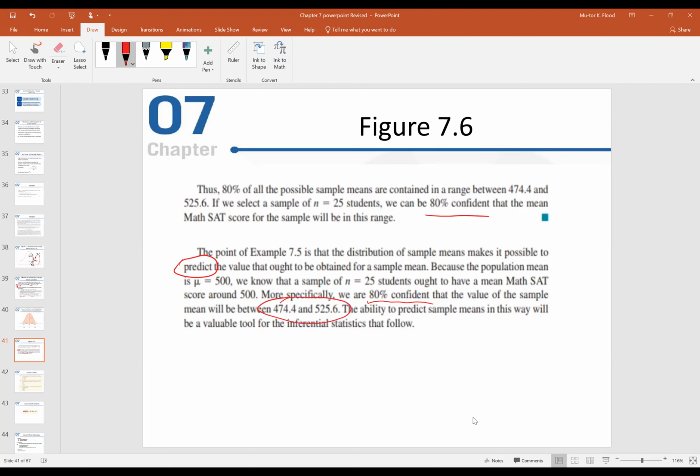All right. The ability to predict sample means in this way will be a valuable tool for the inferential statistics that follow. In the future, we're going to calculate something called confidence intervals. And this is going to help us do that.